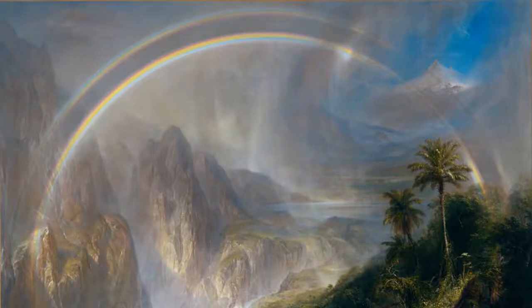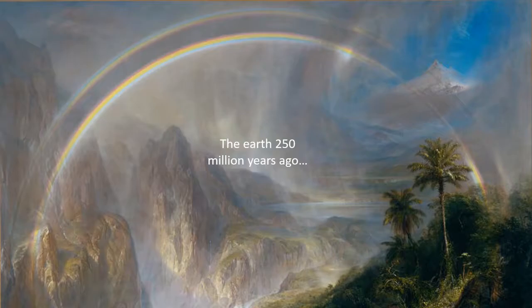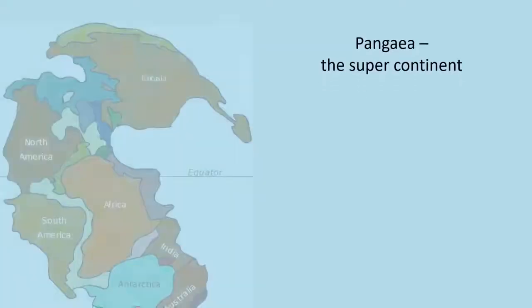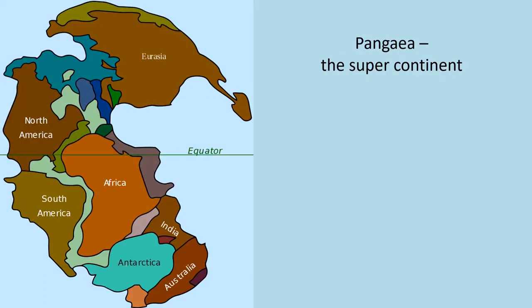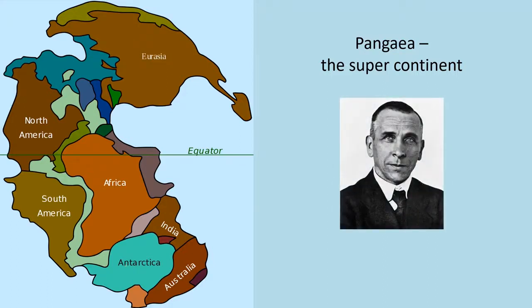Now children, let's go back 250 million years in time. When we didn't have 7 continents, we had only one, and it was called a supercontinent or Pangaea. Who came up with this theory? A German meteorologist named Alfred Wegener.